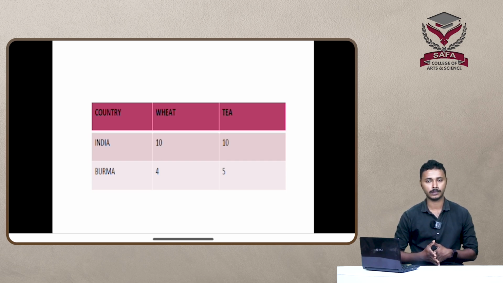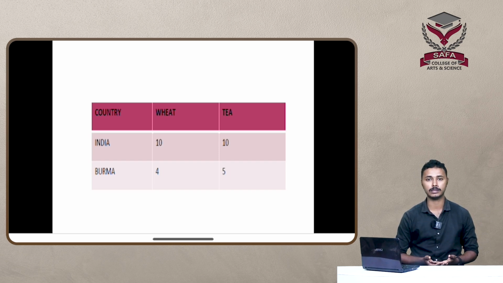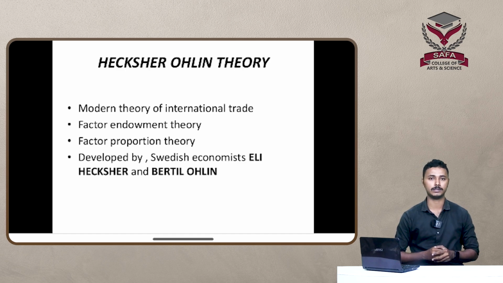Then what will we do? Here we can see that in the case of wheat, there are 4 units. In the case of tea, 5 units. Here the trade is possible with absolute advantage, on the basis of absolute advantage. Okay, that means Burma will concentrate on the production of tea, and they will specialize in the tea, and they will export tea. Then at the same time, India will specialize in the production of wheat, and India will export wheat. Okay, that is the comparative advantage.